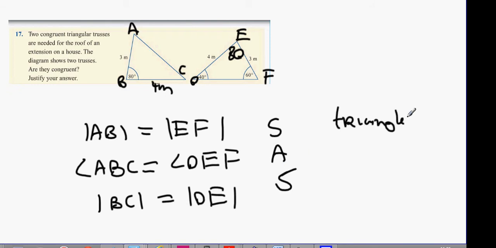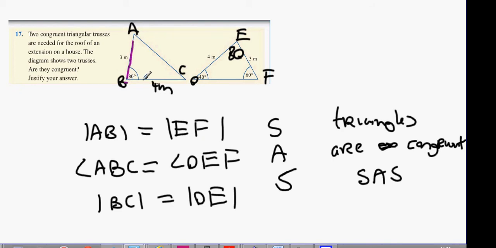Now, a lot of marks goes for the combination SAS and the word congruent. That's where all your marks are pretty much going. Say congruent, mention SAS, and write down which sides and angles you're talking about. Can I move on? We're talking about this side, this angle here, and this one here. Those are the sides and the angle I used to prove it.